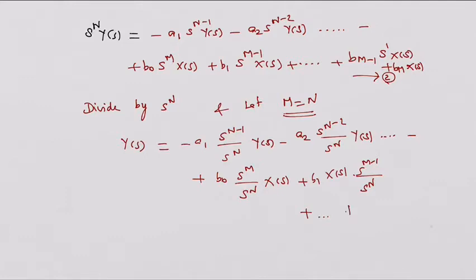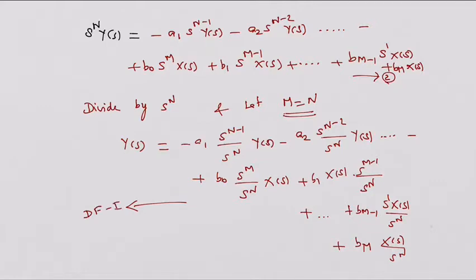It goes up to bm minus 1 s1 x of s by s power n plus b1 or bm, correct, bm, the last term. It is x of s by s power n. Agreed? So the above equation can be directly represented in a block diagram, and the block diagram, after representing this equation in the form of a structure, is called the direct form 1 structure. So realizing this equation in the form of a structure is called the direct form 1 structure.